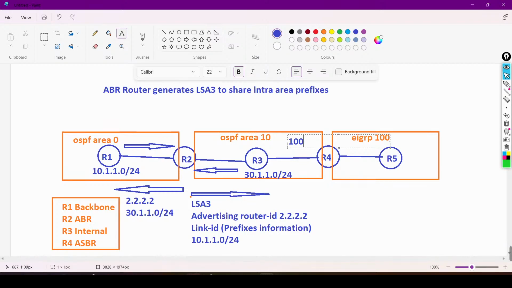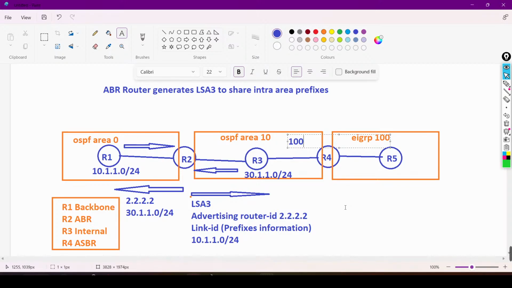Okay. It will share all the network information from all the other network areas. Yesterday also I told you that all LSAs will carry these two pieces of information: advertising router ID and link ID. In LSA 1, link ID will be what? The link information, and advertising router ID will be the same. In LSA 2, link ID will be the IP address of the DR and advertising router ID will be the router ID of the router who is advertising that LSA. Yes or no?